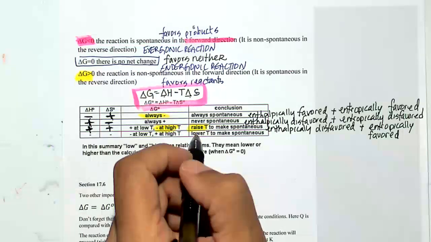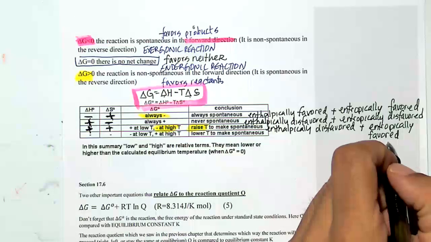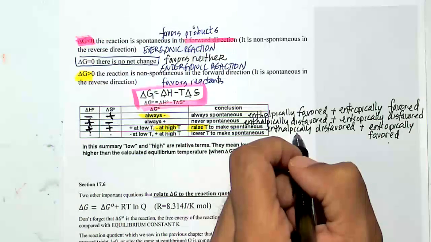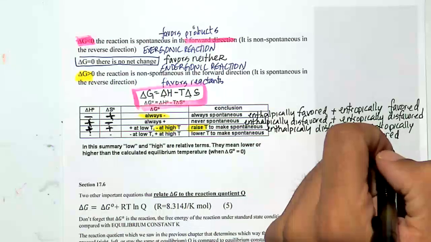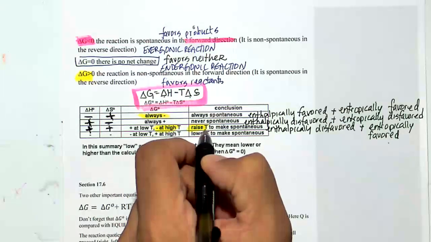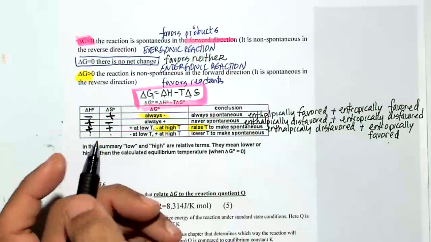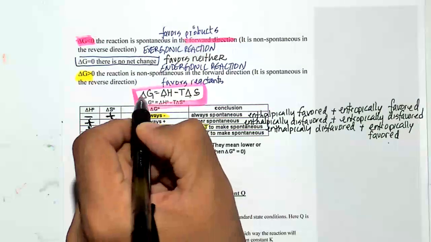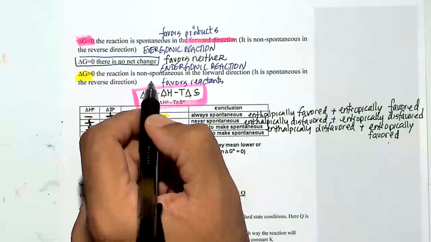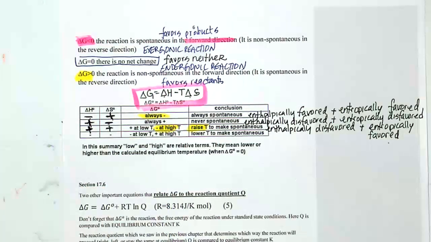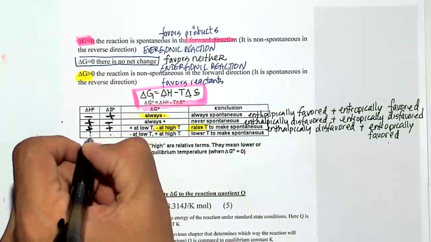Okay, how do you make that reaction go to product? It's disfavored in terms of enthalpy, favored in terms of entropy. How do you make the reaction go to products? You raise the temperature T. You raise the temperature T, there's more disorder. You force this to become more negative, making the delta G more negative, which is what you want if you want the reaction to go to products.